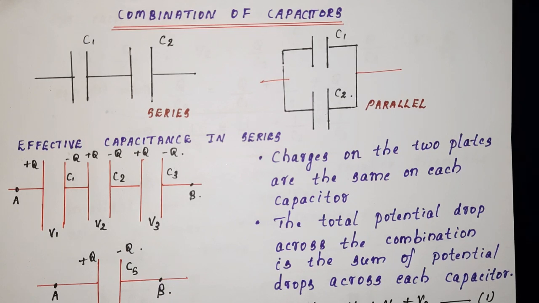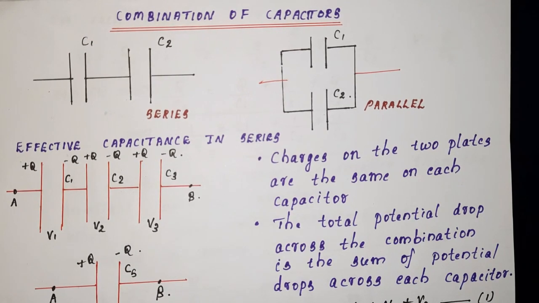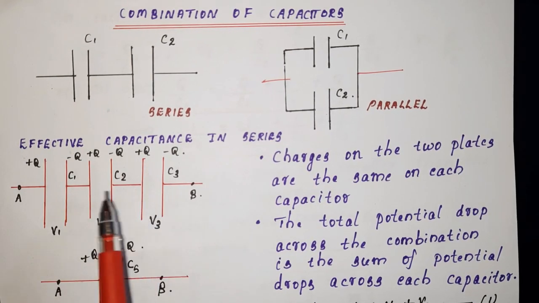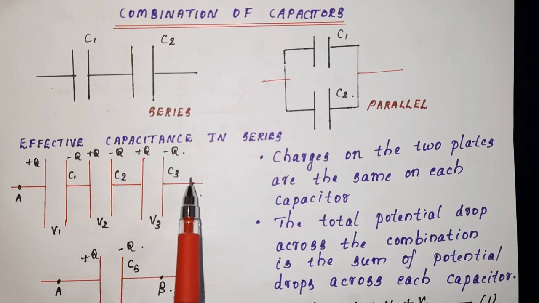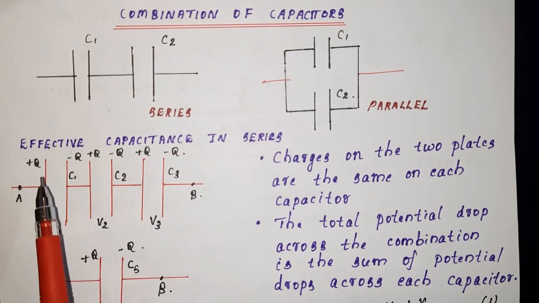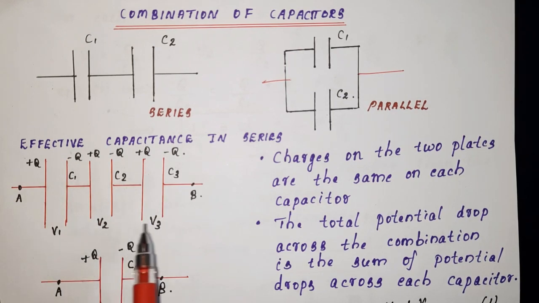Now we are going to derive an expression for effective capacitance in series and in parallel. First, let's start with effective capacitance in series. Here we consider three capacitors of capacitances C1, C2 and C3 connected in series. The charges on the capacitors we have written. Potential difference also I have marked.